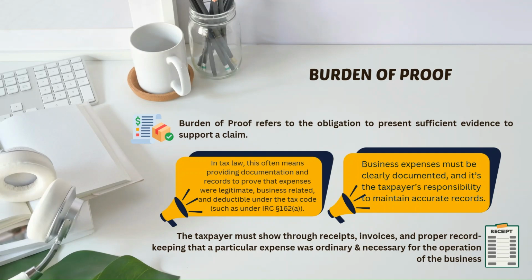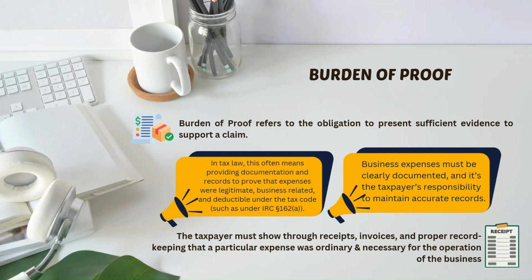But in case of an IRS audit in tax law, this often means providing documentation and records to prove that expenses were legitimate, business related, and deductible under the tax code. Business expenses must be clearly documented, and it's a taxpayer's responsibility to maintain accurate records. Circling back, when you use your business credit cards to settle business expenses, do take note that credit card statements do not equate to a sufficient receipt. One must keep the actual receipt or proof of payment for each business transaction.